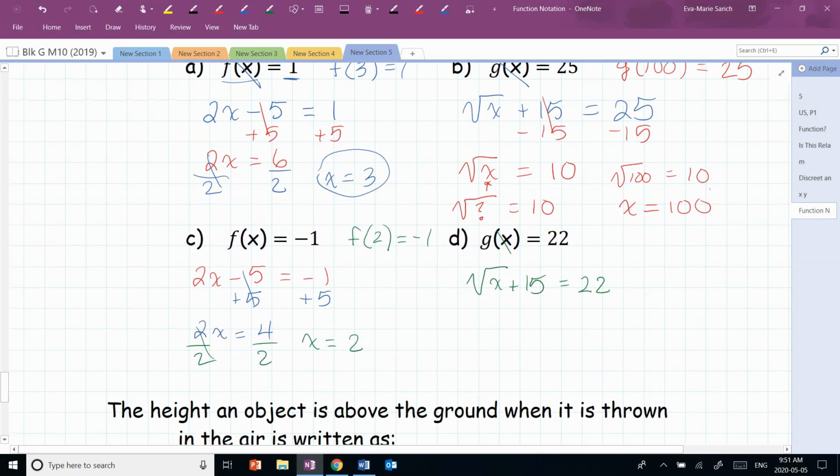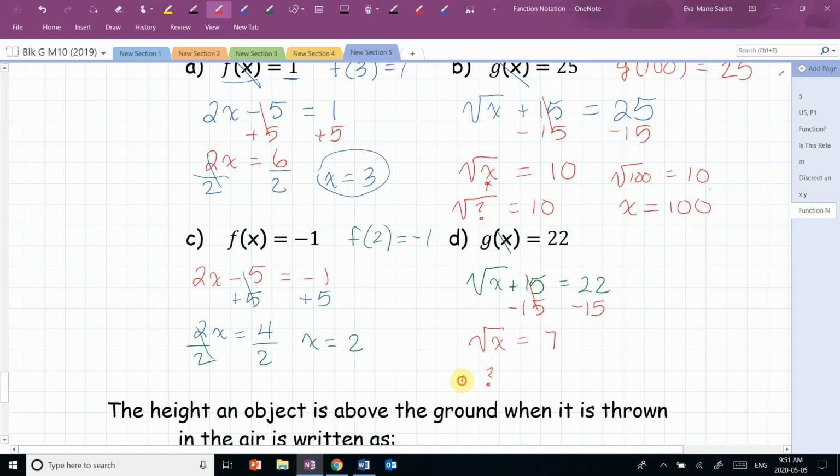All right, so let's get the x all by itself. The first step is to get rid of the 15. So we're going to minus 15 from both sides. Now we have the square root of x is equal to 22 minus 15, which is 7.